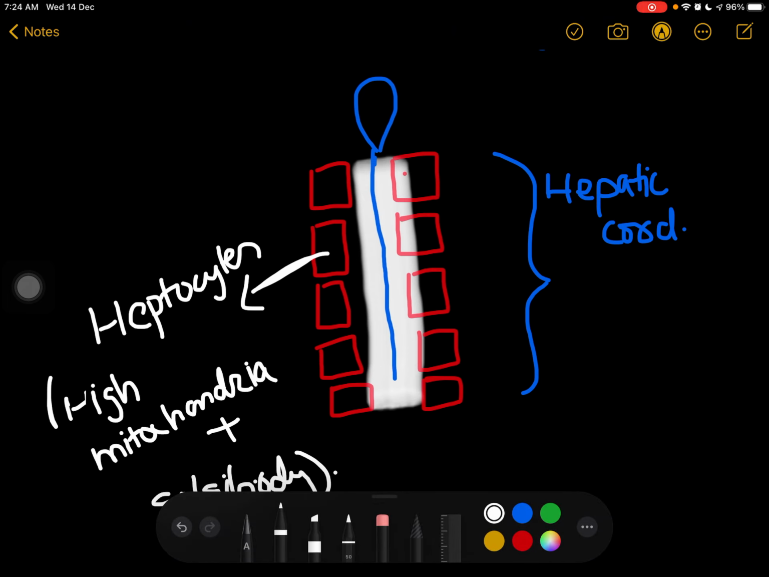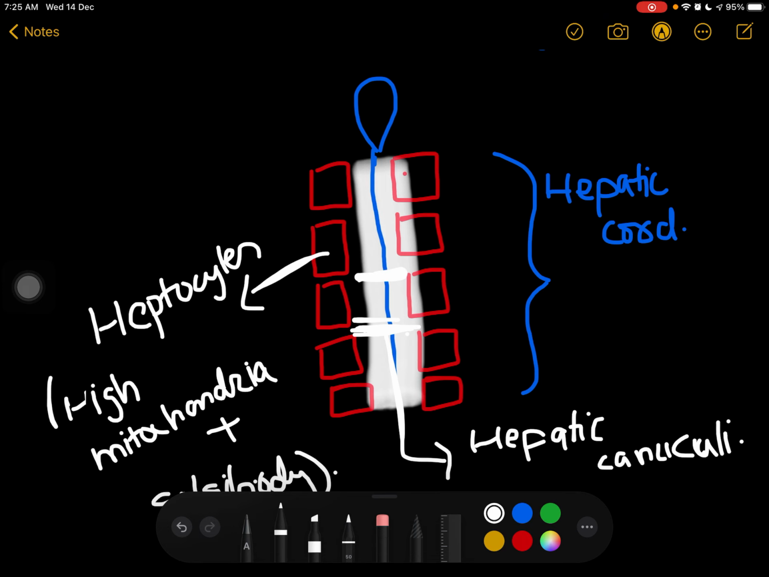These hepatocytes produce bile, and the space between the hepatocytes is known as the hepatic canaliculi. The duct which is inside this hepatic cord is known as the Hering duct.